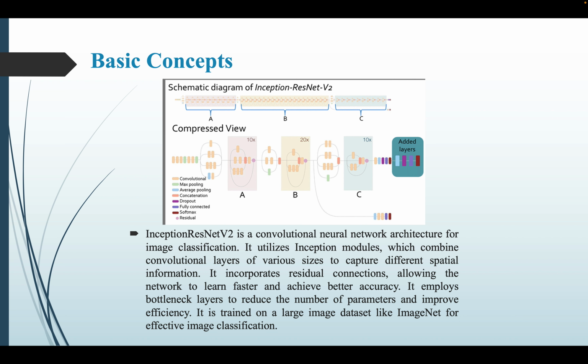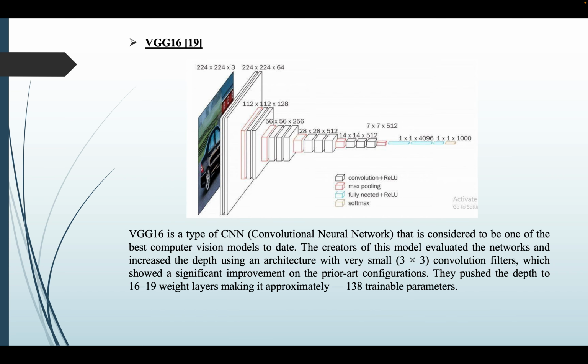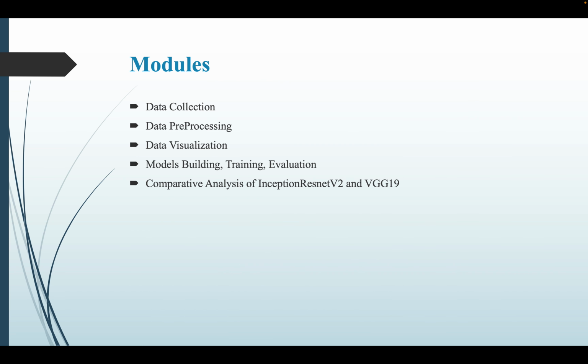So these are a few basic concepts and the description. One of the models that I'm using is InceptionResNet V2, and this is that one, and this is the VGG19 architecture. The modules in the project are data collection, data pre-processing, data visualization, model building, training, evaluation, and lastly the analysis of InceptionResNet V2 and VGG19.